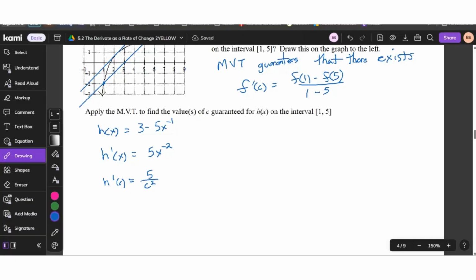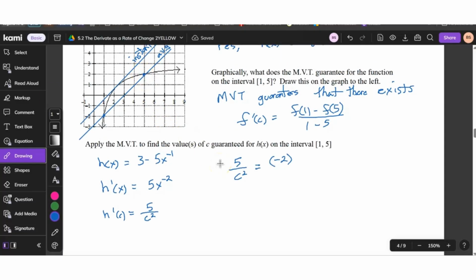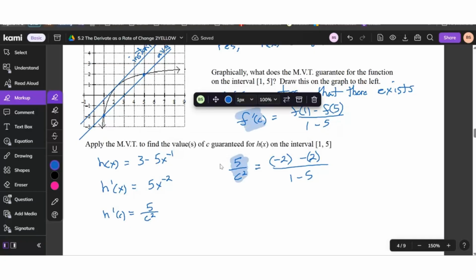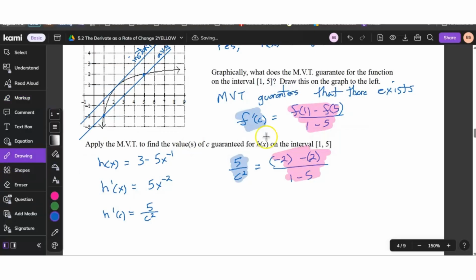We said, well, that's the equation. That equation now needs to be equal to the average, which I can calculate, right? So I'm going to say 5 over c squared has to be equal to f of 1. Actually, you know what? We don't need to write the actual definition again. So at f of 1, we get negative 2. At f of 5, we get 2. And it's over 1 minus 5. Now, just to show you how this all coincides here, this is that f prime of c part, and the average is this part. And we're saying those two things have to be equal.